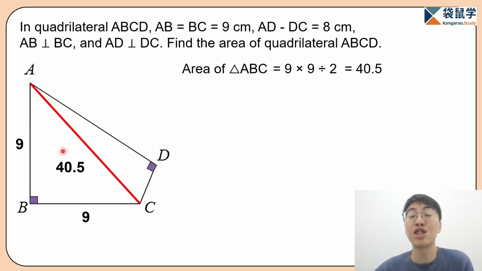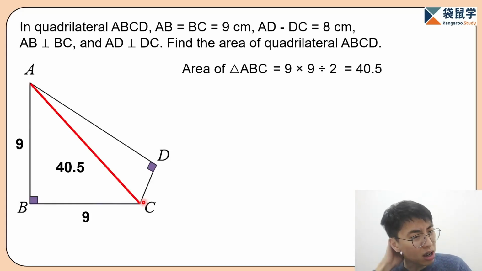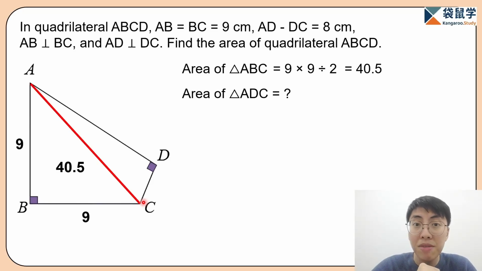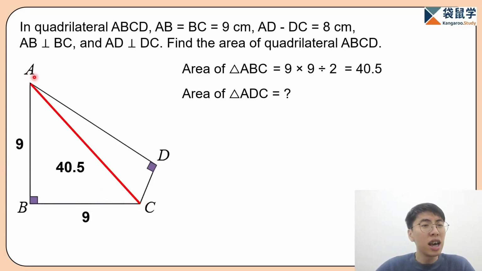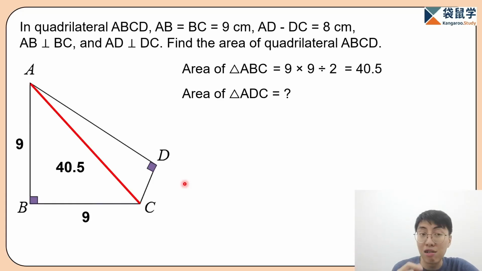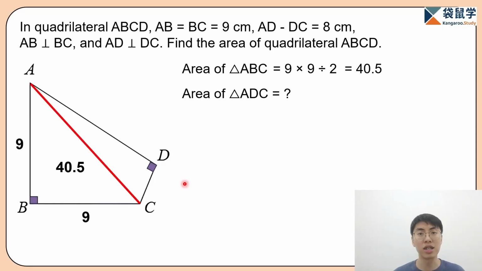Now there's just one small thing for us to do, and that is to find triangle ADC. How do I find this part then? If I want to find the area of triangle ADC, we need half times base times height again, and that is AD and DC. But there's another problem now. We do not know any of the values of it. We just know that AD and DC are related by a difference of 8 centimeters.